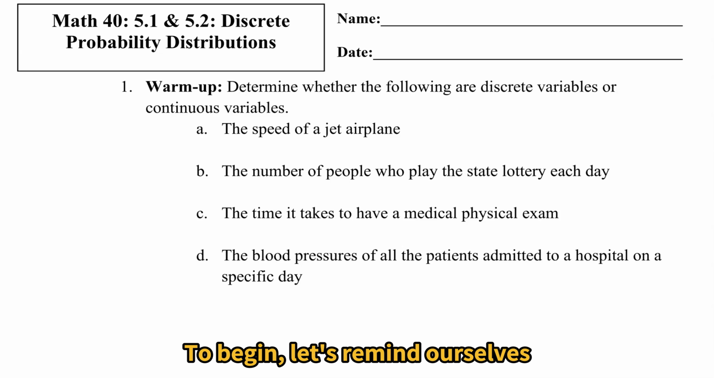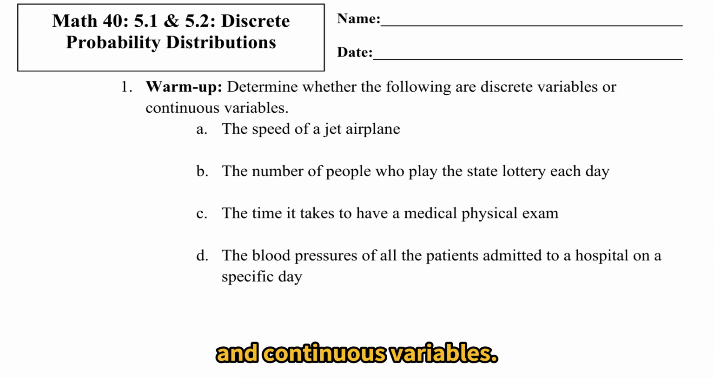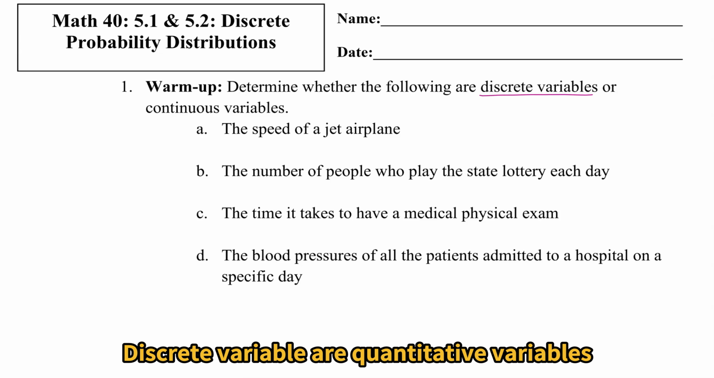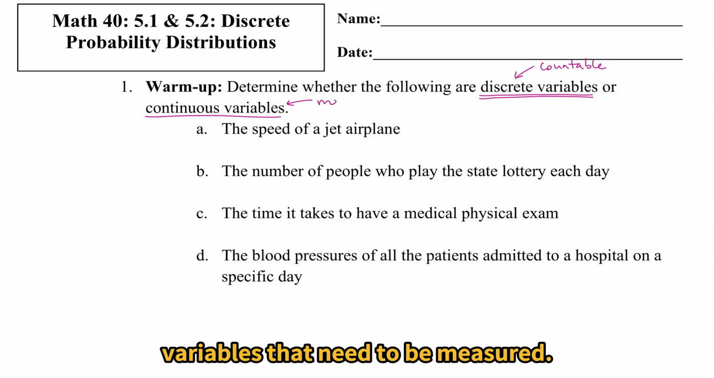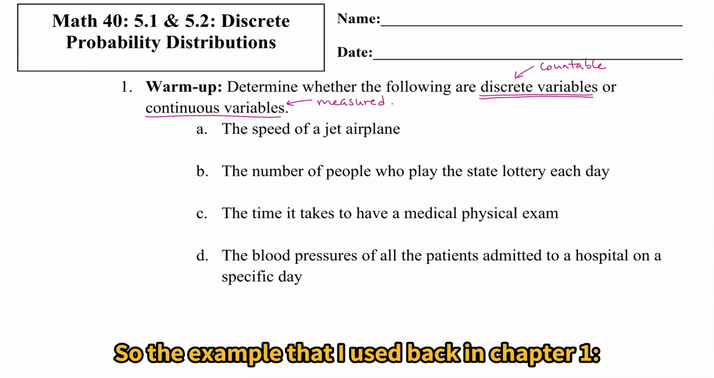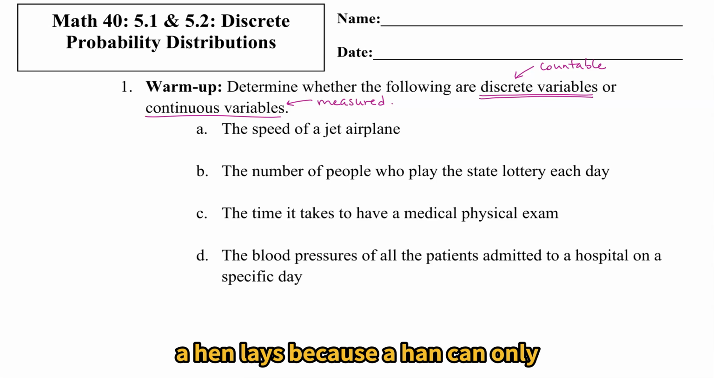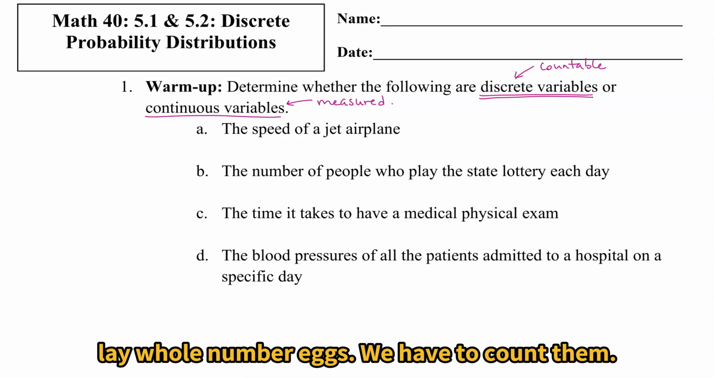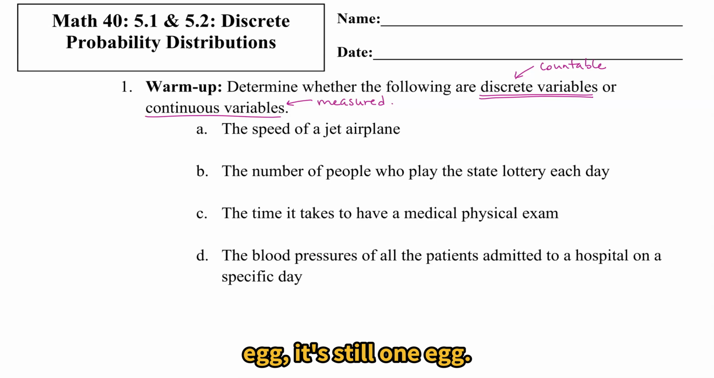To begin, let's remind ourselves the difference between discrete variables and continuous variables. Discrete variables are quantitative variables that can be counted, and continuous variables are quantitative variables that need to be measured. So the example that I used back in chapter 1, a discrete variable would be how many eggs a hen lays, because a hen can only lay whole number eggs. We have to count them. Even if we have a double yolk in that egg, it's still one egg.